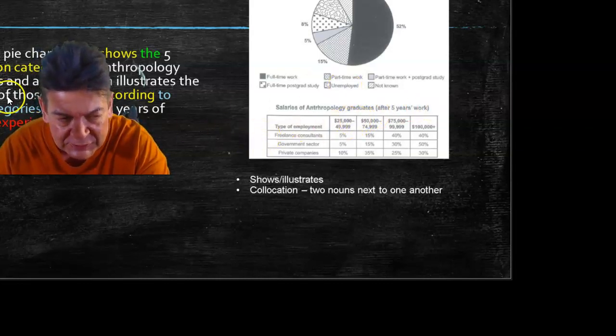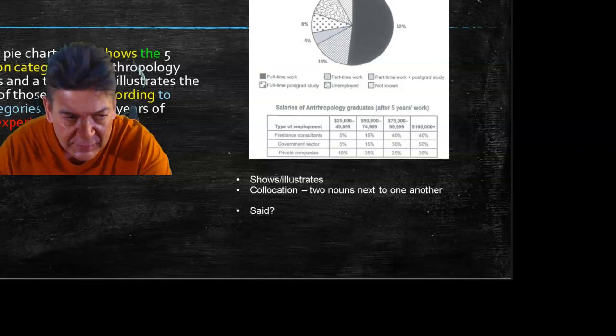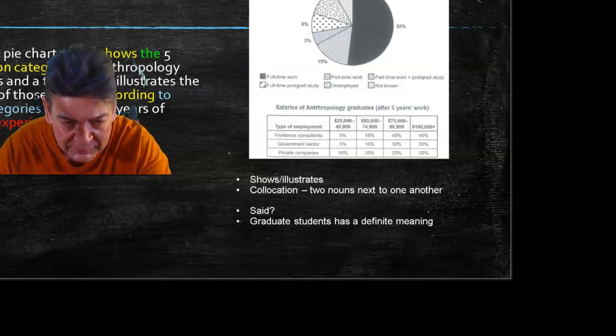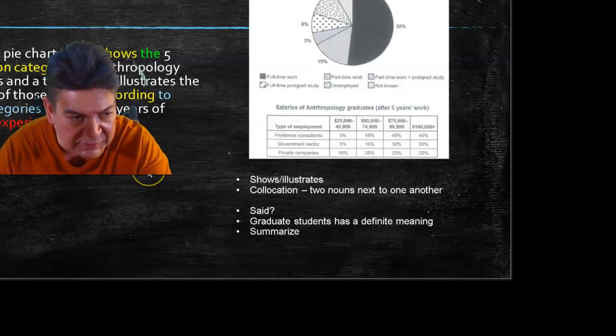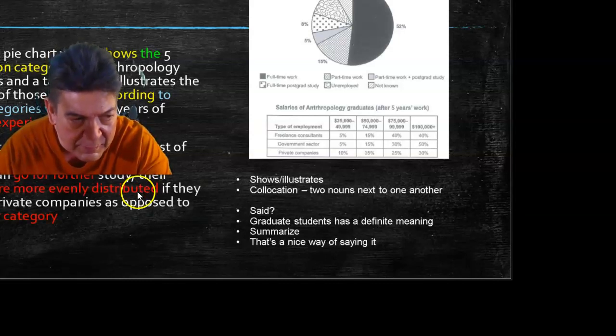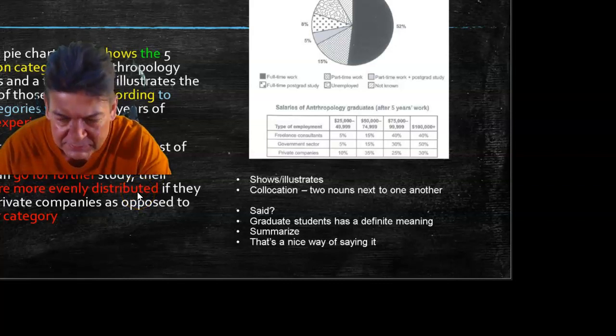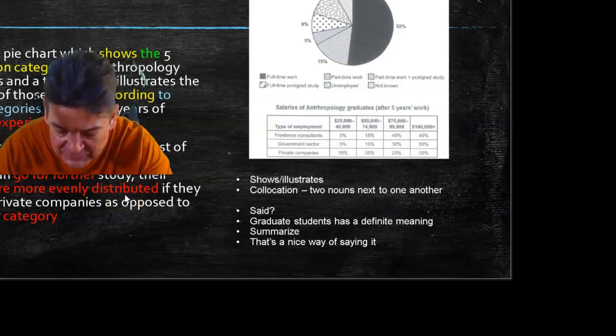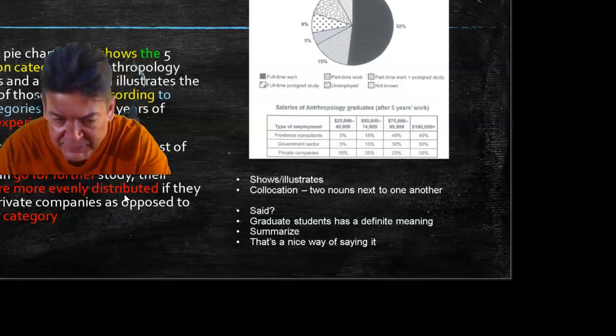I didn't see that part, actually, when I made that red earlier. Okay, oh wait. Now, here we go. That's the introduction. It's too long. Where's the second one? Okay, here we go. Overall, it can be seen that while most of the graduate students, now here we go. A graduate student has a definite meaning. It is a post-grad student, someone getting their master's degree.